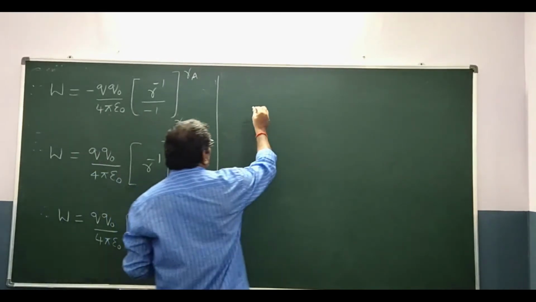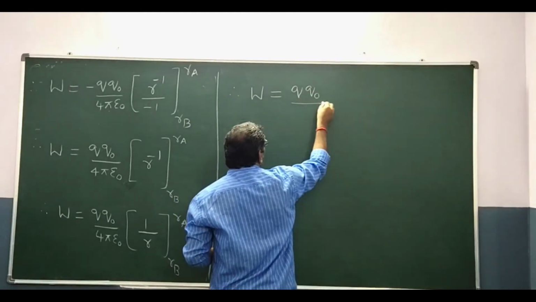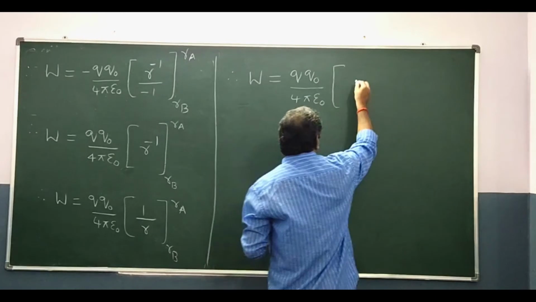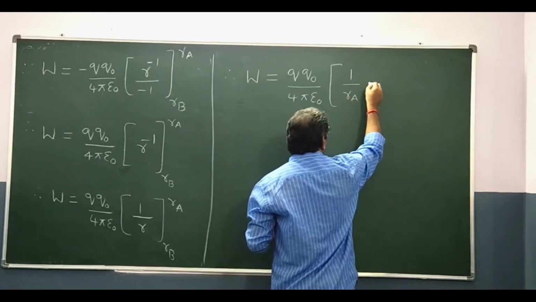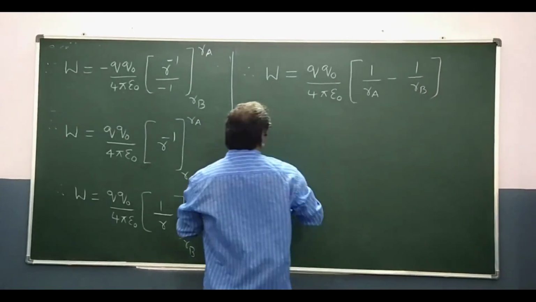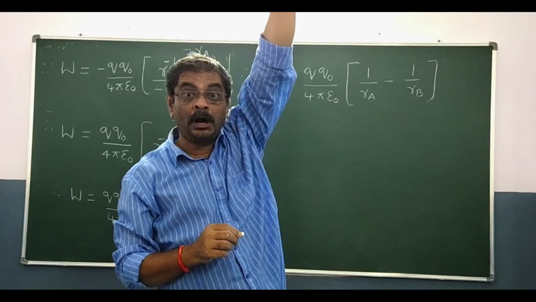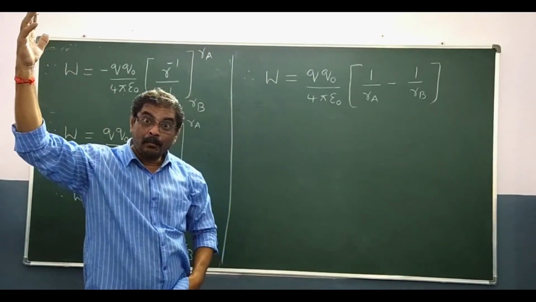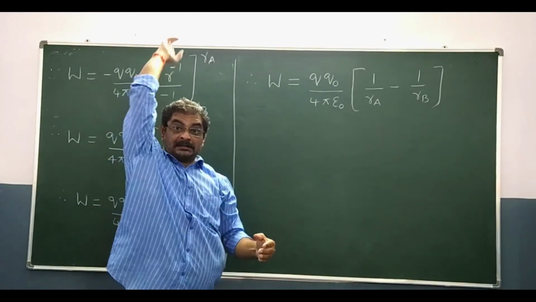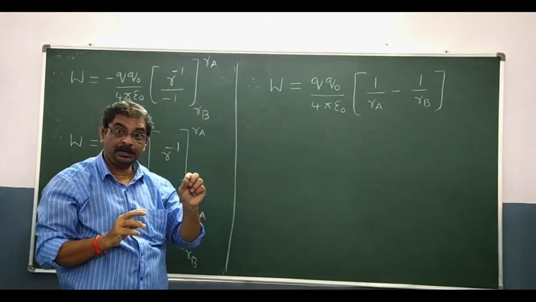So now I can write down that the amount of work done will be numerically equal to Q naught divided by 4 pi epsilon naught, multiplied by the upper limit, 1 by RA, minus the lower limit, 1 by RB. Remember, this is the general formula, the master formula we got for the total amount of work that shall be done in order to displace the test charge from point B to point A.